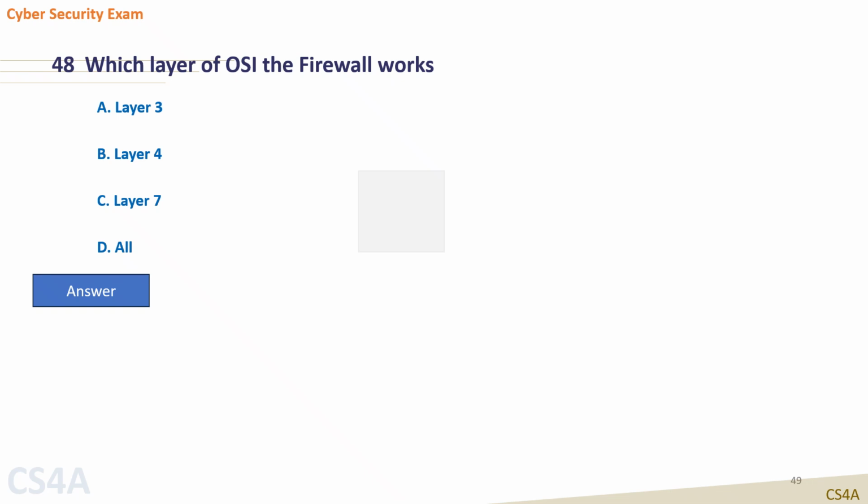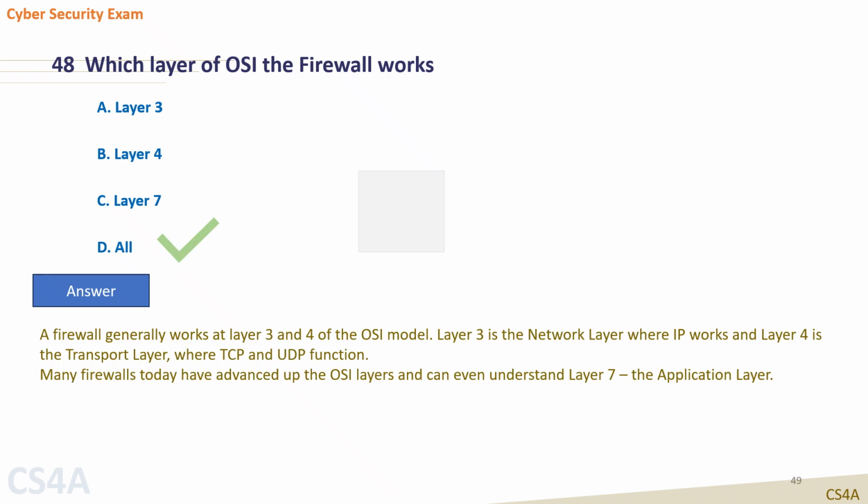Here the question is, which layer of OSI does the firewall work on? Layer 3, layer 4, and layer 7. So a firewall works on all three layers. So the answer is D. Typically a firewall works on layer 3 and layer 4, and the latest application firewall works on layer 7. So all are the correct answers.